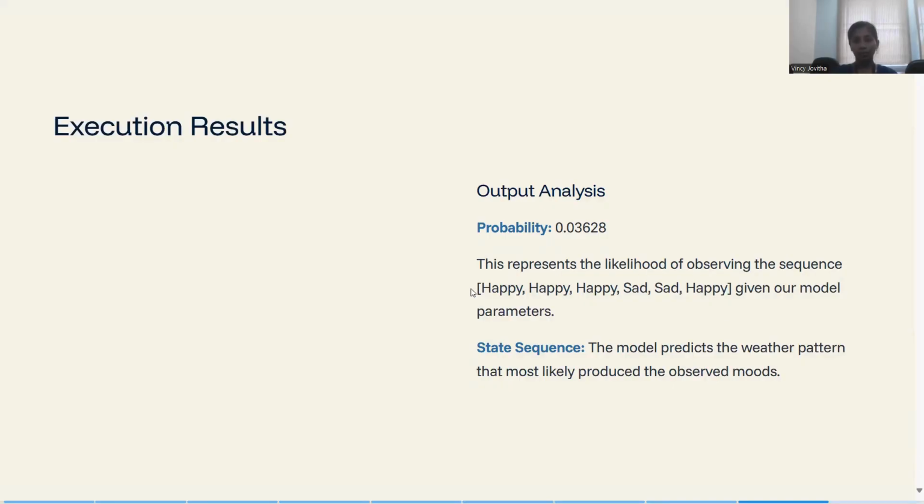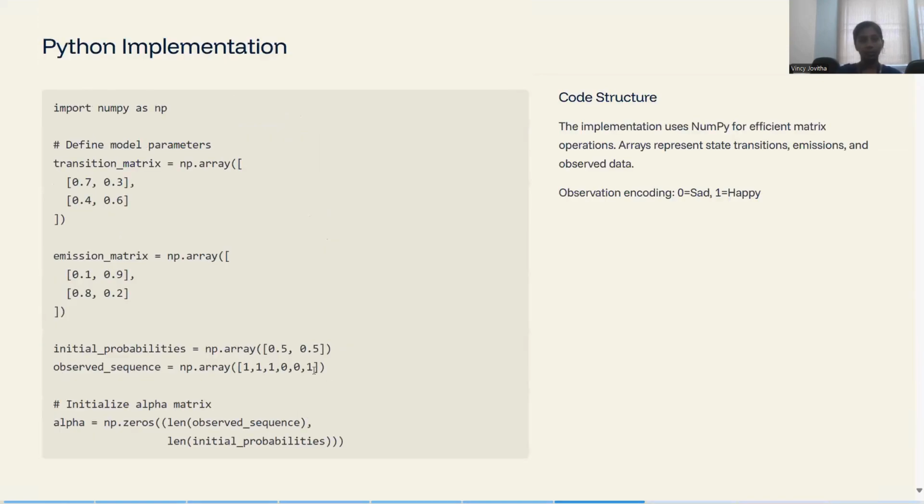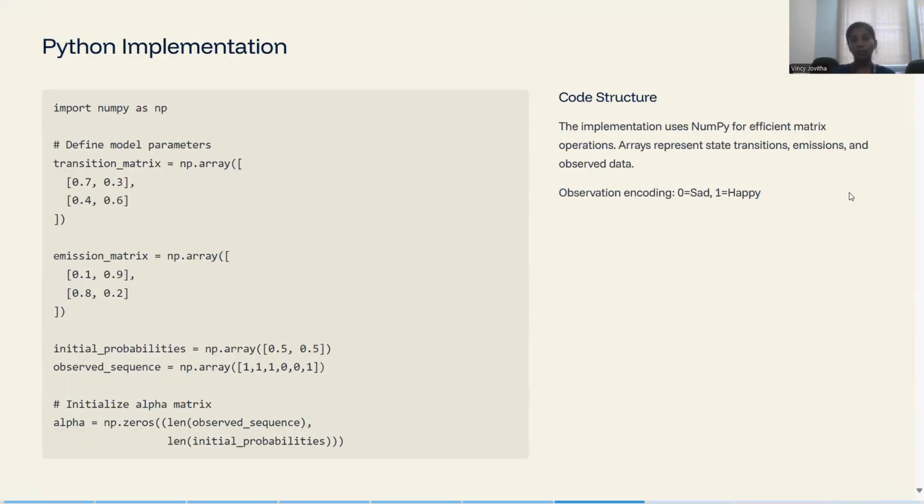The thing which they have done over here is nothing but the thing which we have defined over here, the observed sequence. This is what they mean as we have encoded it into zeros and ones.